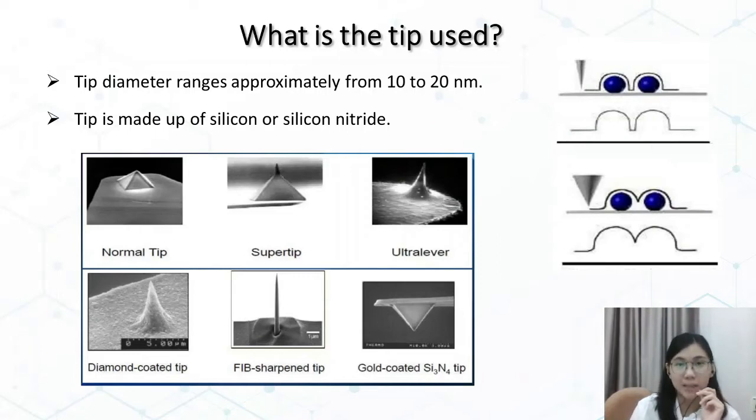Besides, AFM tips and cantilevers are microfabricated from silicon or silicon nitride. There are three common types of AFM tip, which are normal tip, super tip, and ultra-lever. It may also be coated with other materials for additional scanning probe microscopy applications, such as chemical force microscopy and magnetic force microscopy.